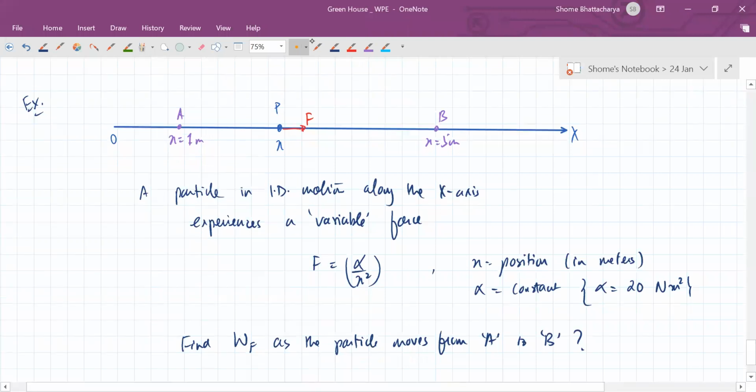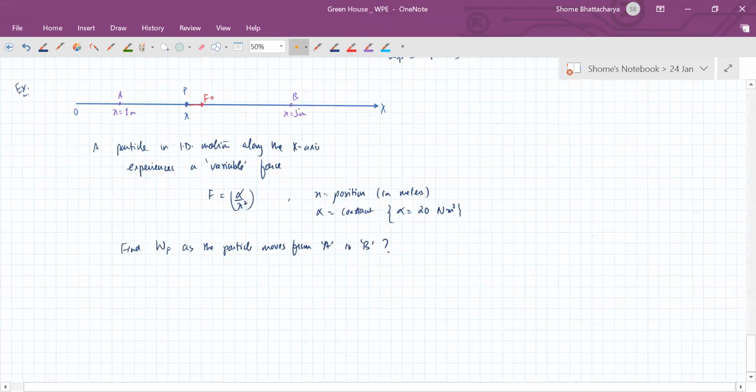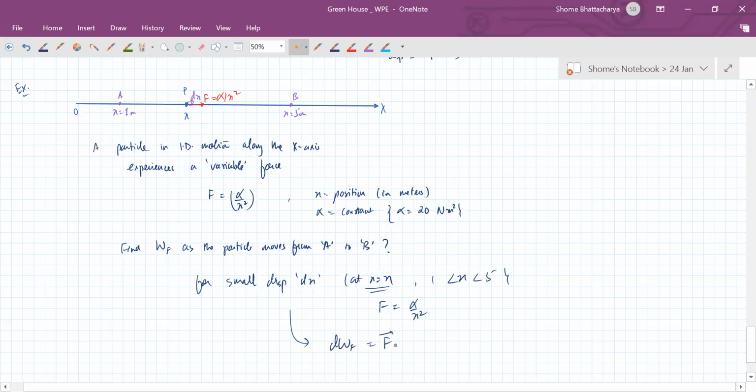Let me verify the answer. At this intermediate point, the force's value is alpha by x square, and for a small displacement dx, the work done is F into dx directly, because the angle is zero. So for a small displacement dx at x equal to x, where x is something in between 1 and 5, the force is alpha by x square. So the work done will just become alpha by x square dx.